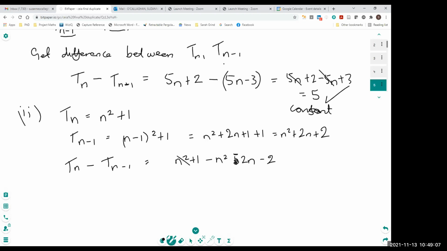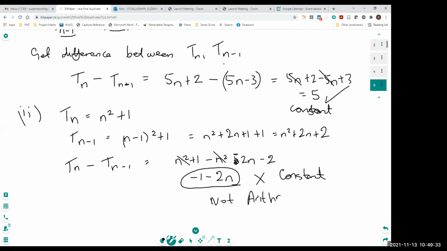The n squared minus n squared is gone. And we have 1 minus 2 is minus 1. And we have plus 2n. So that's not constant because n varies. The difference between them is 2n minus 1, and n varies. So it's not constant. You don't have the same number, which means it's not an arithmetic sequence. It is still a sequence, but it's not arithmetic.